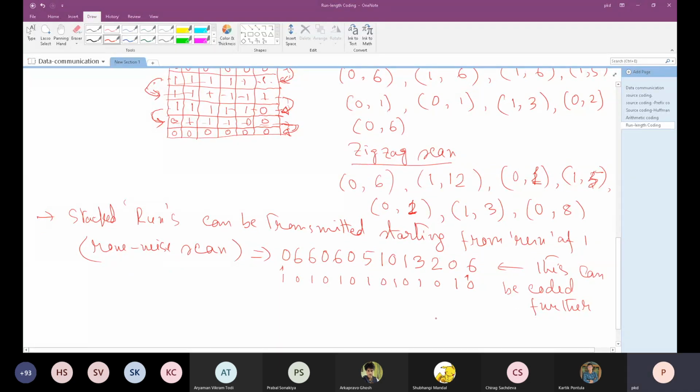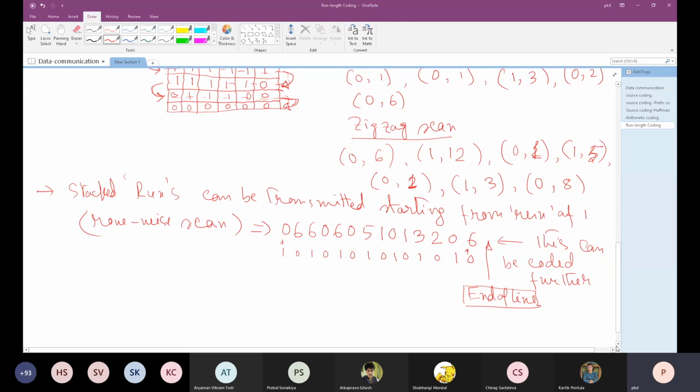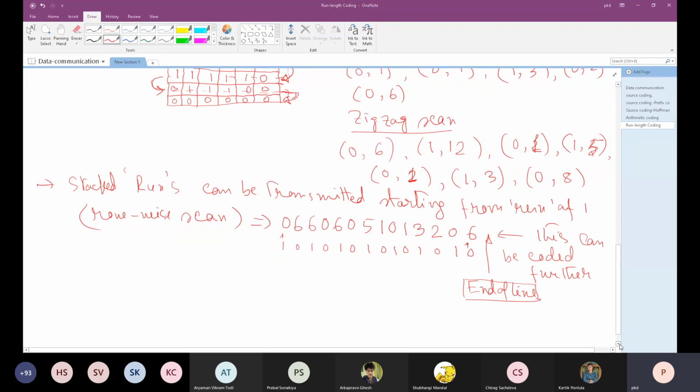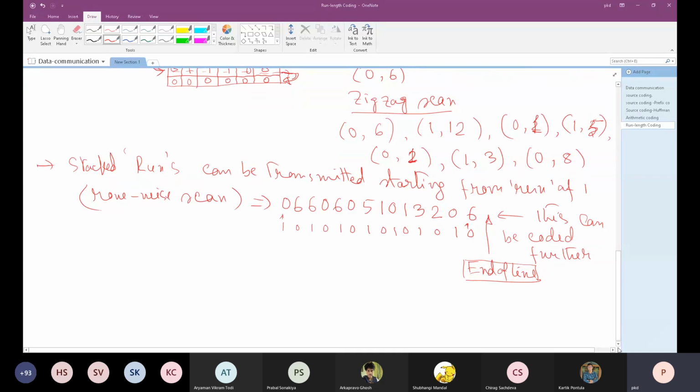So therefore, there has to be an end of line. One end of line character will be here, so that way one scan can be computed. It's like a transmitted row-wise scan, etc. So this is the essence of run length coding. The advantage is that we don't have to compute any probability.